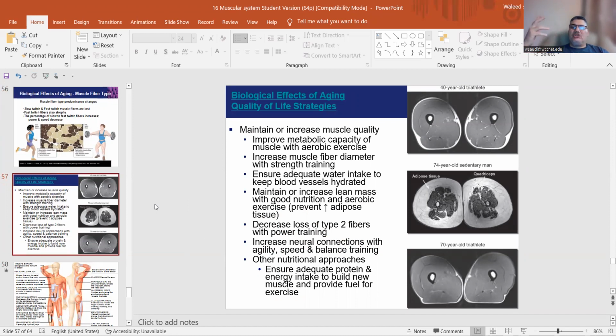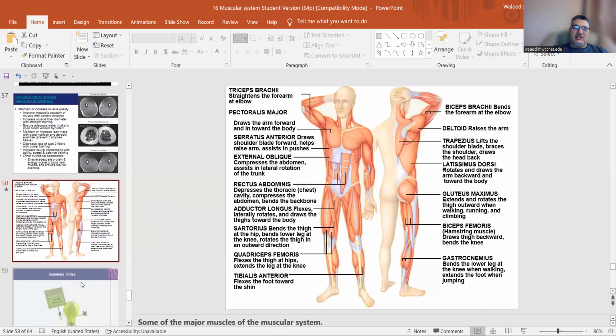If you wanted to maintain your muscle strength, what should you do? You should exercise. What type of exercise? Aerobic is more important. So if you wanted to maintain the muscle, aerobic exercise. If you wanted to make it stronger, not just maintain it, you can do things like carrying weight. So continuous exercise is always good and always needed.